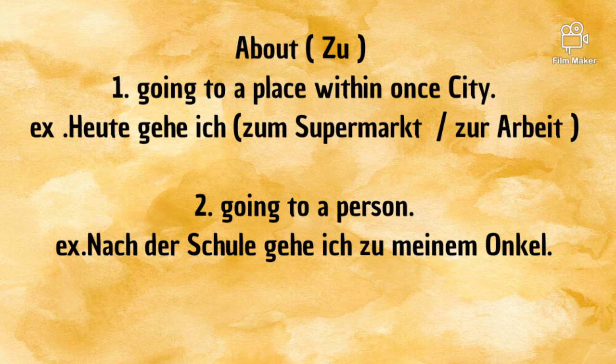Second one, going to a person. Nach der Schule gehe ich zu meinem Onkel. It means that you're going to your uncle's place after school. Or you could say you go to your friend's place, if you say different things. Now in this sentence we're talking particularly about an uncle. So in this we're saying that after school I'm going to my uncle's place.